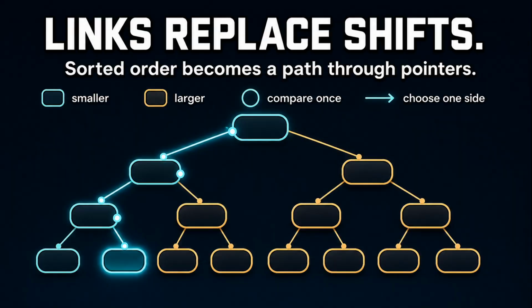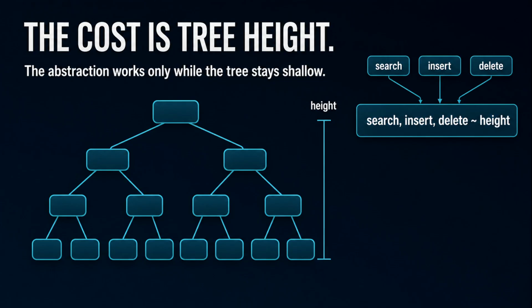From that array update problem, the first escape is links instead of shifts. Oh, so we stop sliding the whole row and change pointers. A search tree keeps sorted order by links. Smaller keys go left, larger keys go right. So search is still a comparison path. At each node, compare once, then choose one side. If the tree stays shallow, search, insert, and delete are all proportional to the tree height. And that's the whole idea: keep the tree shallow.